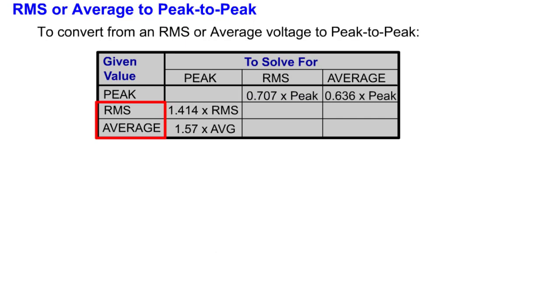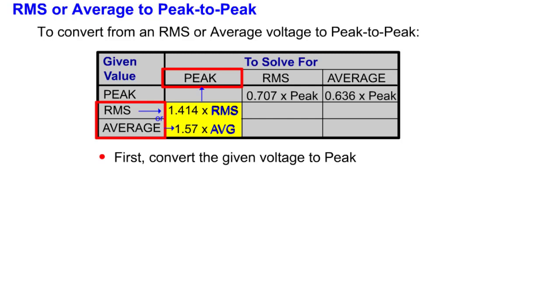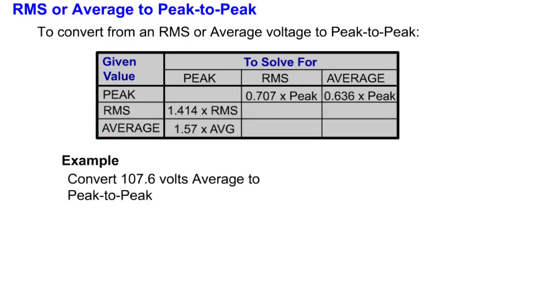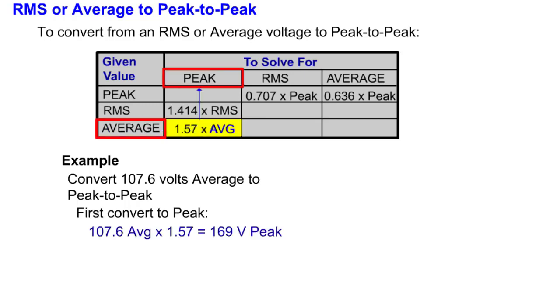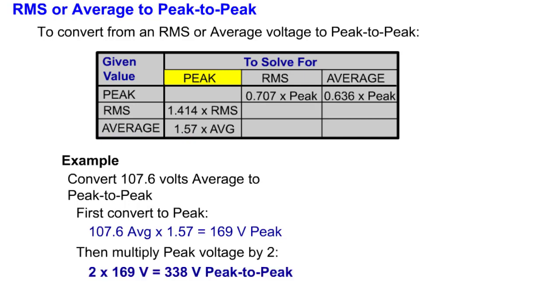To convert from an RMS or average voltage to peak-to-peak, first convert the given voltage to peak. Then multiply the peak voltage by 2. For example, convert 107.6 volts average to peak-to-peak. First, convert to peak as shown. Then multiply peak voltage by 2.